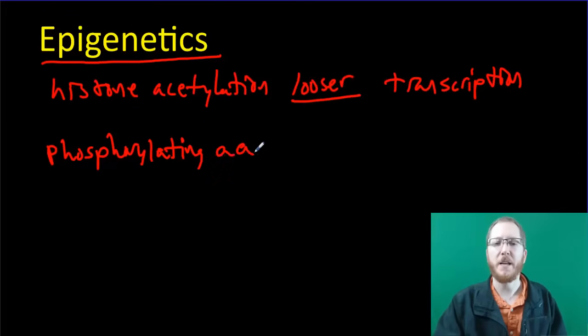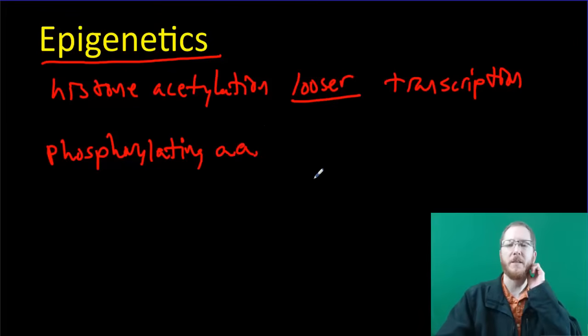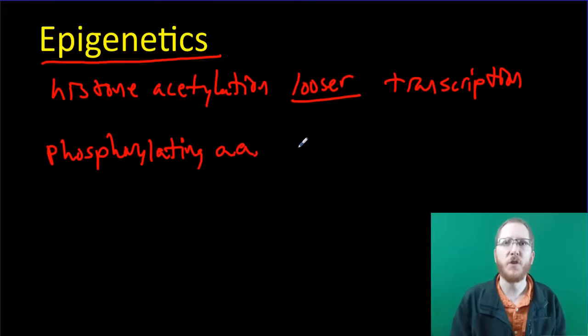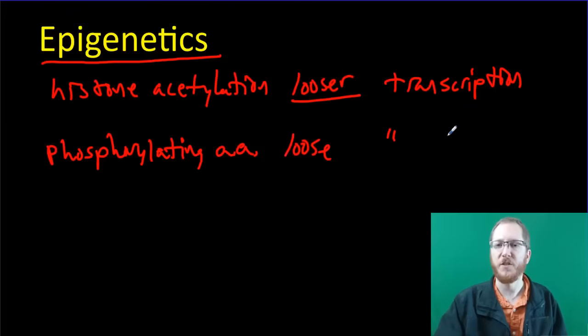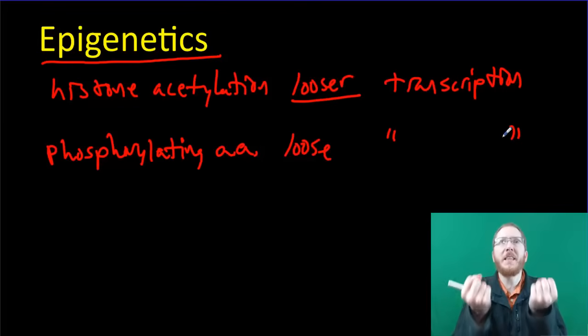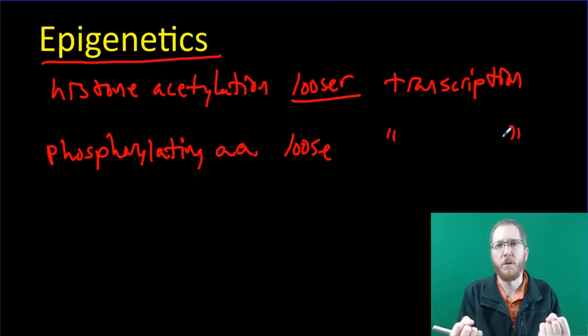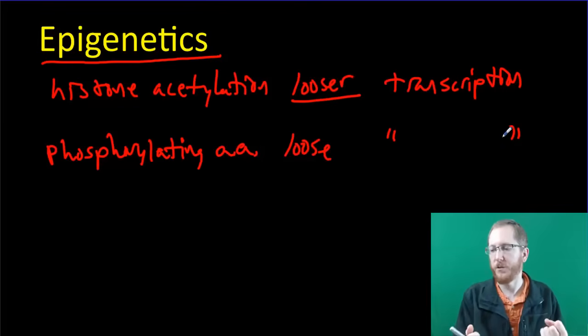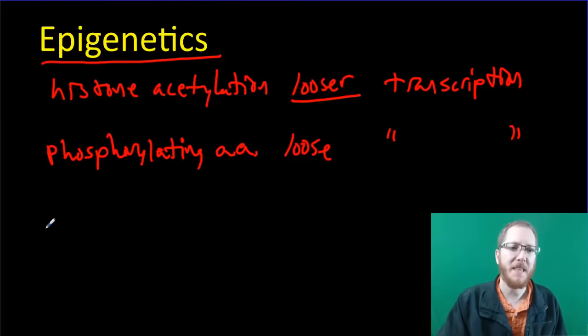So you can phosphorylate amino acids on proteins, and this will also have the effect of making everything more loose. So once again, it's going to do the same thing where it's going to increase the amount of transcription because you're making the DNA more readily accessible for enzymes and transcription factors. And then the last one is going to be the oddball.